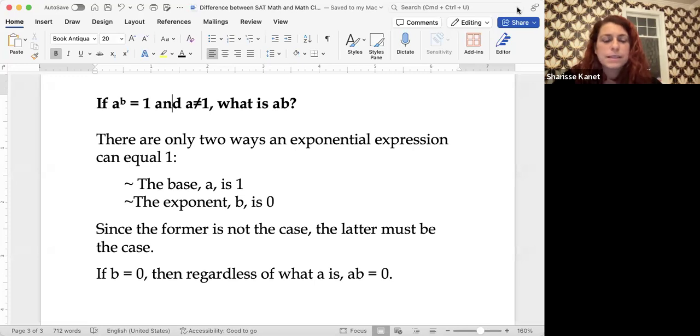The other way is that the exponent would be 0, because anything with the exception of 0, anything to the 0 is 1. So it has to be that. It has to be that b equals 0. So that's the logic part of this. You have to think, what are the possibilities? Only one of these is actually an option in this case, and it has to be the latter, b is 0. And since b is 0 and anything multiplied by b is 0, then it doesn't even matter what a is. A times b is 0 automatically.